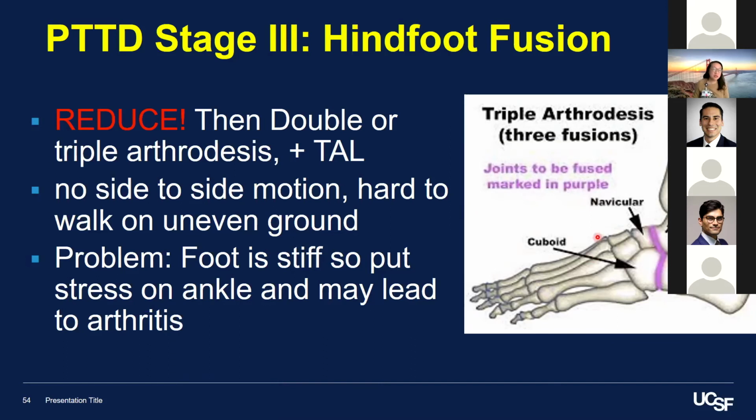The problem with these triple or double arthrodeses is that once this is done, the patient has no side-to-side motion, and it's really hard to walk on uneven surfaces. And then also, I always tell patients, it'll help your pain, but the problem is when you have a double or a triple, you are going to put more stress on your ankle joint, and this is likely going to lead to some premature ankle arthritis in the future.